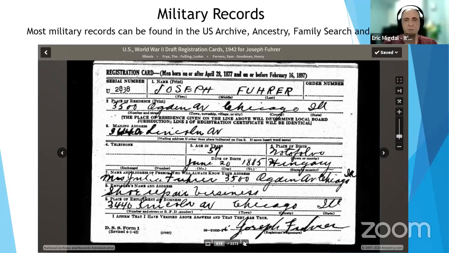It also shows his wife's name, Mrs. Judith Fuhrer, at the same address. But the best thing about this document is it tells me how old he is when this was written, his birth date, and where he was born. This will help me increase my knowledge of this person so I can go back and look for him either in the old country or later on with family.